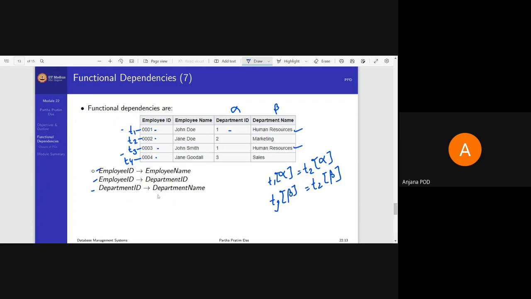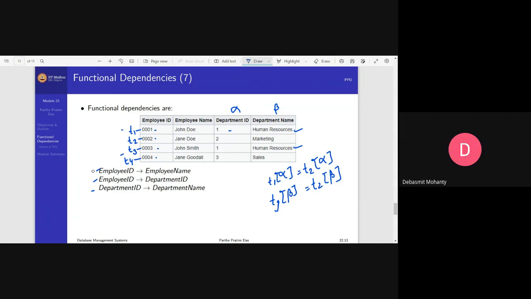So is anybody having any doubt in functional dependency? Okay. Where are we using this functional dependency? We will be using it in the normalization forms: 1NF, 2NF, 3NF. You might have heard about them. If not, then we will be discussing them.